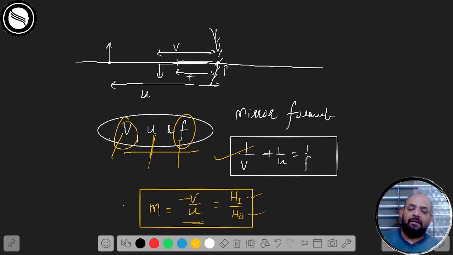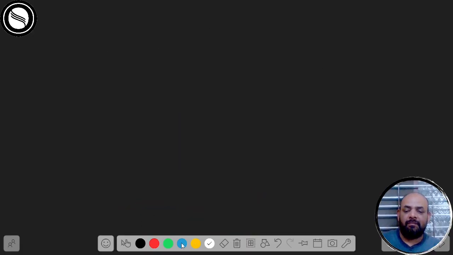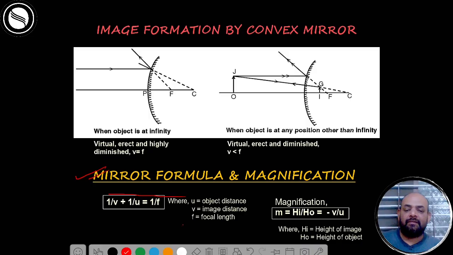Now here, to apply this formula, we have to follow the sign convention. That is the last topic of this reflection part, so we have to study about this sign convention. Without sign convention, we cannot apply this mirror formula or even magnification. So we need sign convention. Sign convention means it's a convention. For our convenience, we have taken some rules.